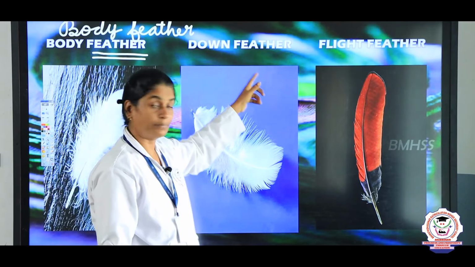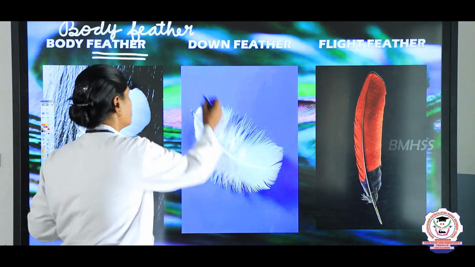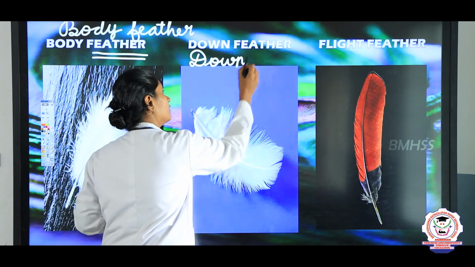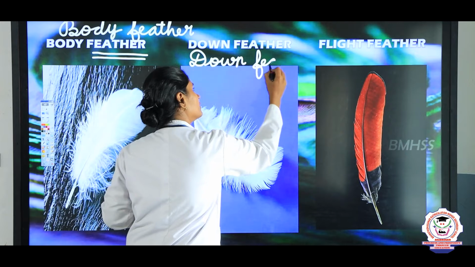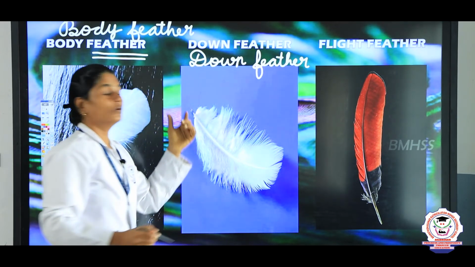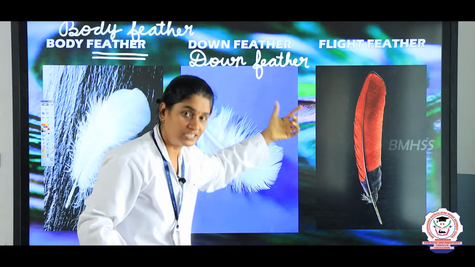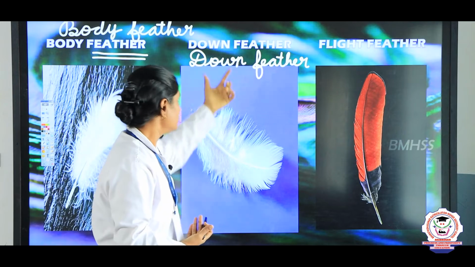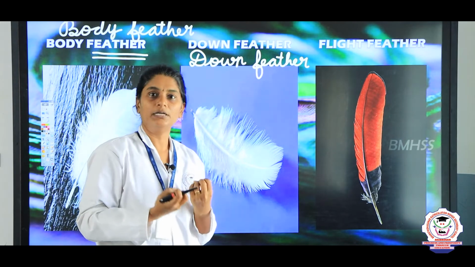And the second type is down feather. It is known as down, D-O-W-N, down feather. Down feathers are the feathers that are present at the bottom of the birds. This down feather keeps the bird warm.